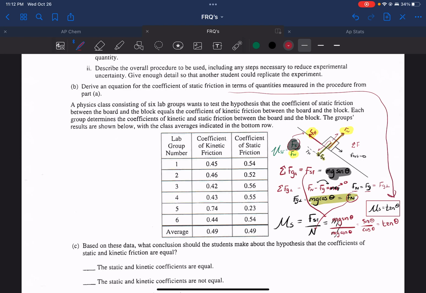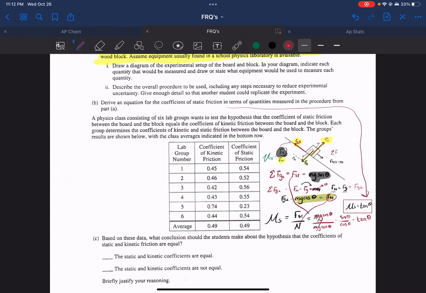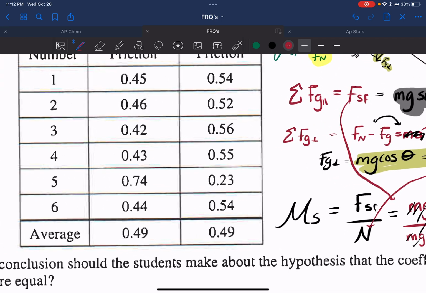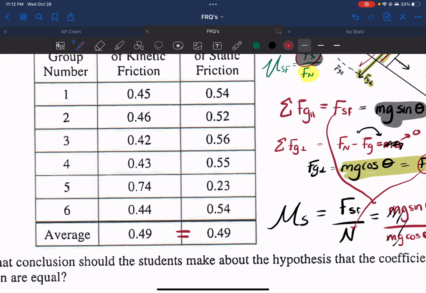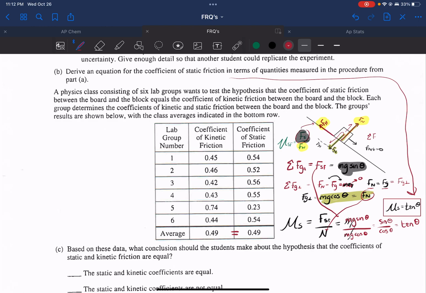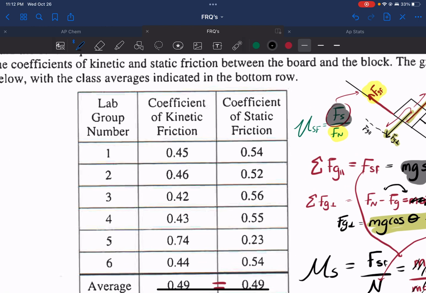Okay. Next, a physics class consisting of 6 lab groups want to test the hypothesis that the coefficient of static friction between the board and the block equals the coefficient of kinetic friction. Each of the groups determines the coefficients, and the groups' results are shown below. So they're saying the averages are equal, right? And they want to determine if they're equal. They want to test it. So we have to take a look at every single attempt.